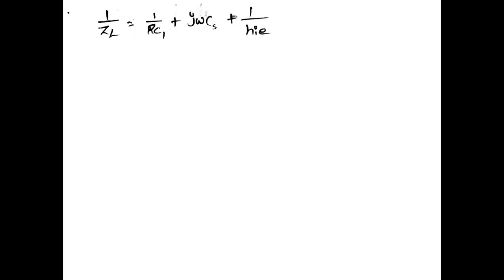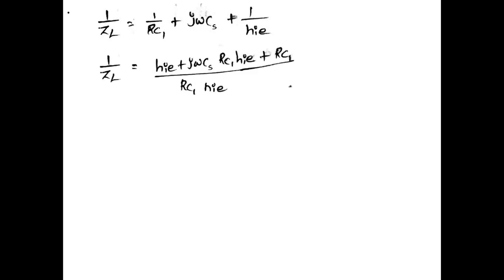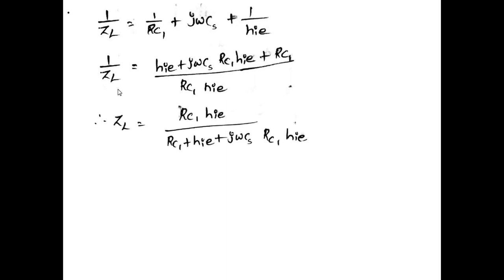Now for the simplicity of the calculation, let us consider the admittance 1 by ZL, which is equal to 1 by RC1 plus j omega Cs plus 1 by hie. You take the LCM, RC1 into hie. In the numerator we will get hie plus j omega Cs into RC1 into hie plus RC1. Means we can write ZL is equal to RC1 hie divided by RC1 plus hie plus j omega Cs into RC1 into hie.